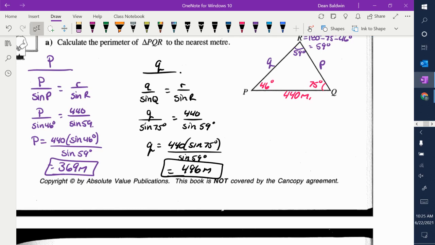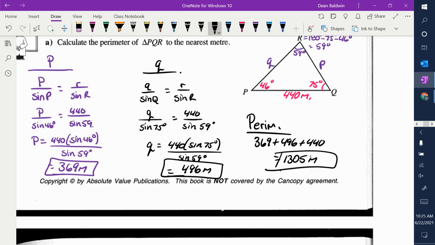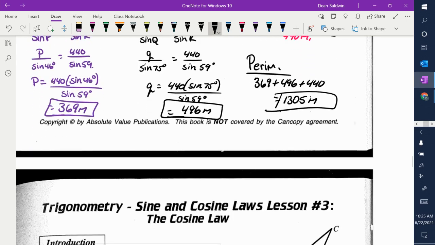So the perimeter, just add them all up. So 369 plus 496 plus 440 equals 1305. That's your perimeter. Is that okay? All right, we got one last thing to do for sine.